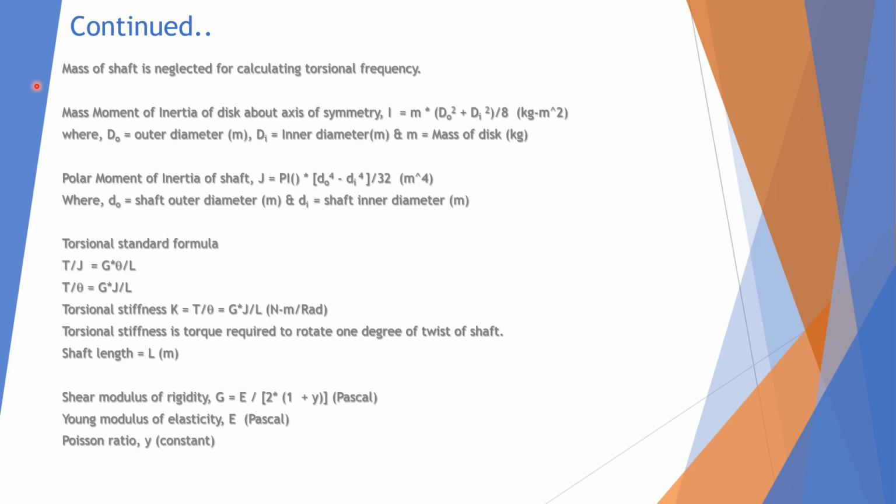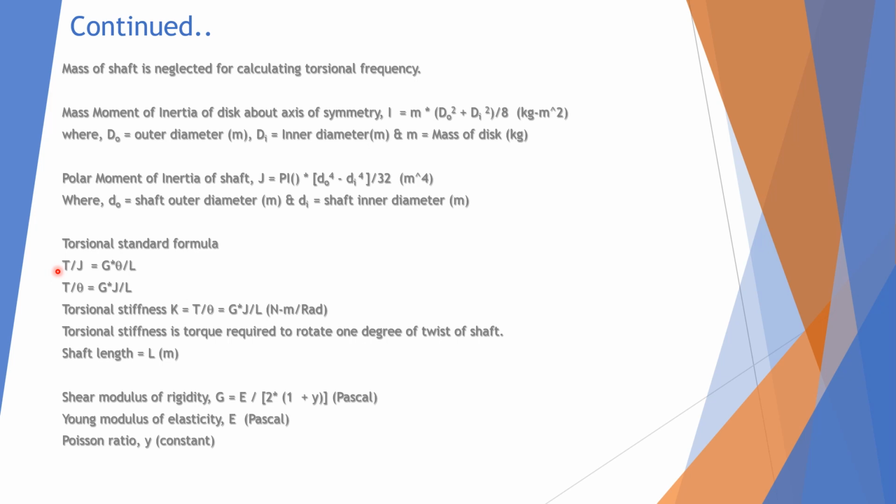Mass moment of inertia of the disk about the axis of symmetry, I, is equal to m times (do square plus di square) upon 8, where do and di are the outer and inner diameters in meters, and m is the mass in kg. Polar moment of inertia of the shaft, J, is equal to pi times (do to the power 4 minus di to the power 4) upon 32, where do and di are the outer and inner shaft diameters in meters.